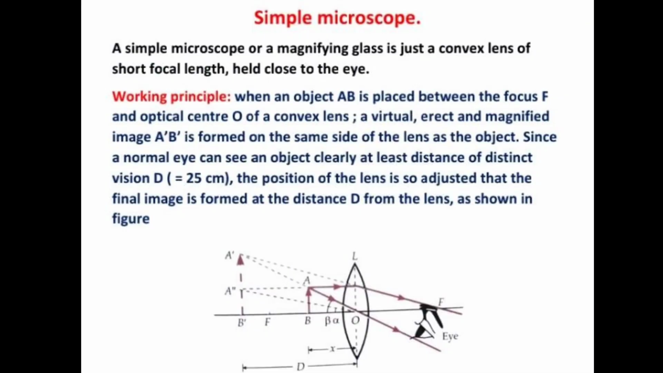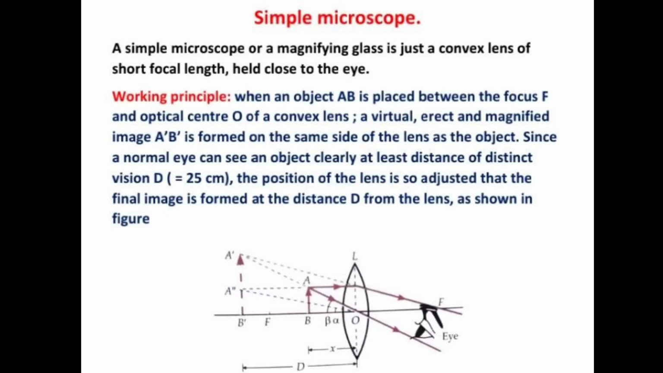Simple microscope, also known as a magnifying glass. This is a very common and easily available device in our day-to-day life. This is simply a convex lens of a short focal length, and we can easily observe things by holding it near to our eye. There is a principle for how this works.